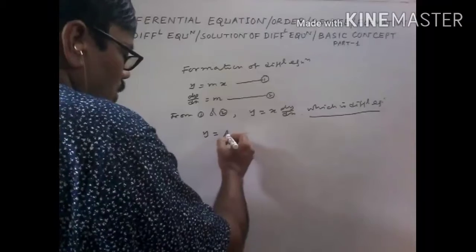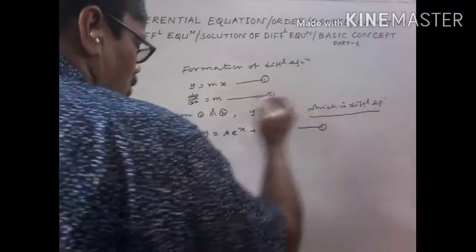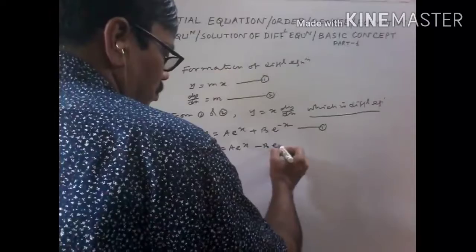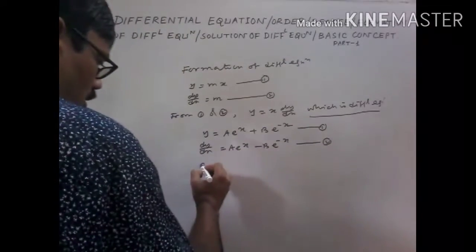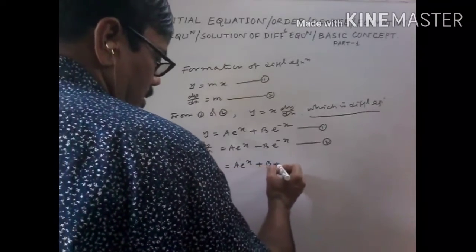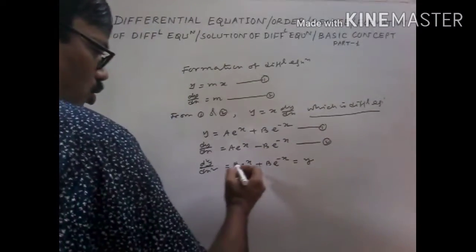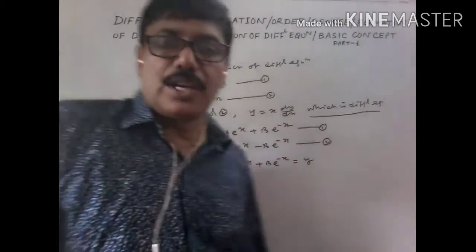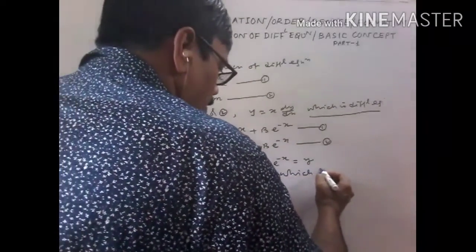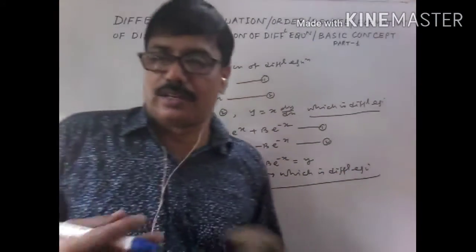Now number 2, y equals a e to the power x plus b e to the power minus x. Call it 1. dy/dx equals a e to the power x minus b e to the power minus x. So d2y/dx2 equals a e to the power x plus b e to the power minus x, which is y. So the constants are automatically eliminated, which is a differential equation.